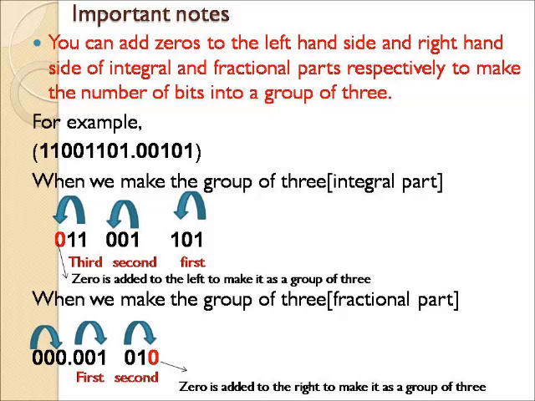Right? Now look into the fractional part. We know that we are arranging the groups in the fractional part as well. 001 forms the first group, and 01, you can see, there are only 2 digits. So we also add a 0 to the right to make it a group of 3.